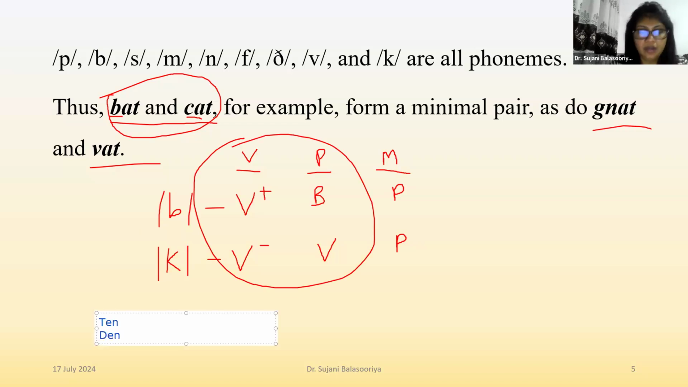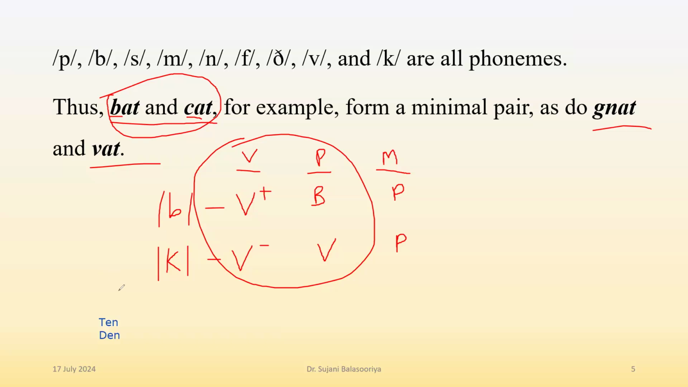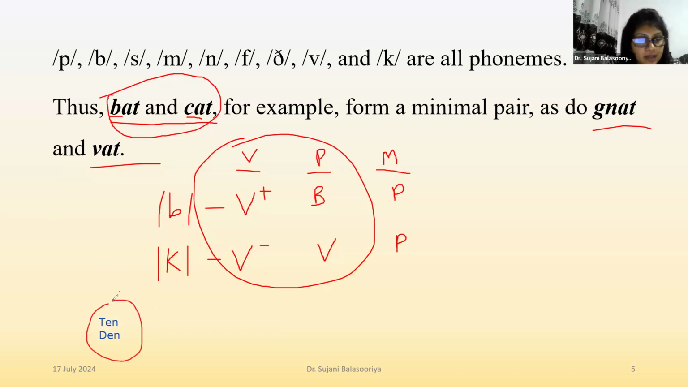Now, tell me about these two words: ten and den. T is voiceless, D is voiced. Now we are talking about sounds, right? Which means ten and den, these two words, form a minimal pair. And these two words are different in the initial phoneme, t and d.